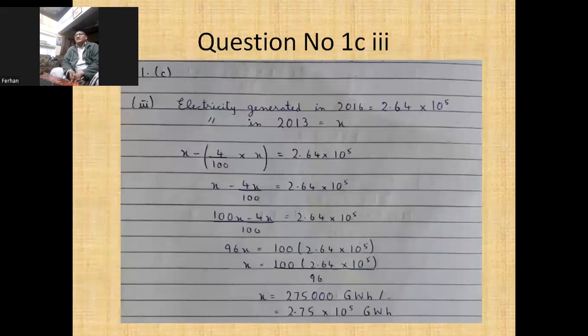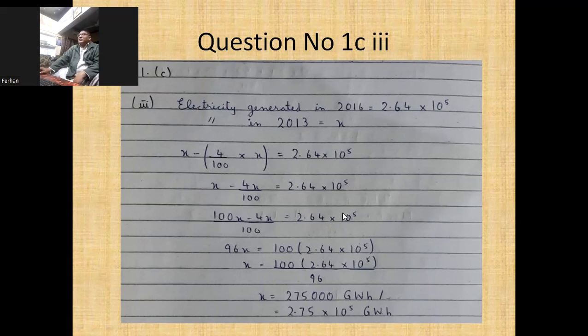Okay, so the electricity generated in 2016 is 2.64 × 10^5. The electricity generated in 2013 is the question, that is X. So X minus 4% of X equals 2.64 × 10^5. So you will have X minus 4X by 100 equals 2.64 × 10^5. So we will take the LCM here. So it's 100X minus 4X divided by 100.